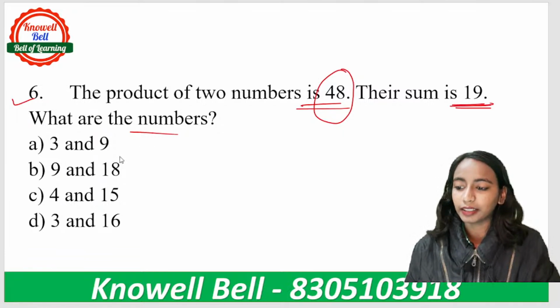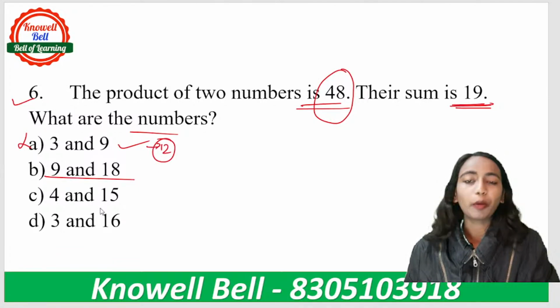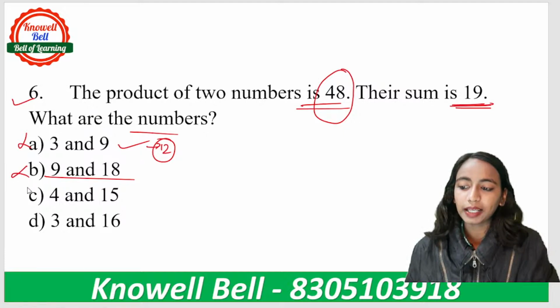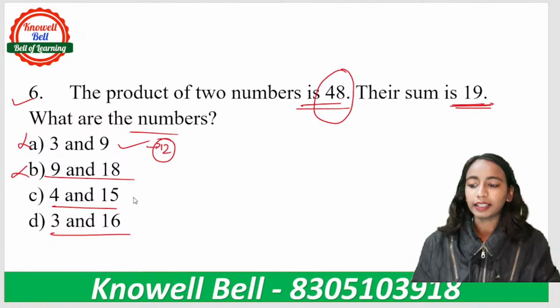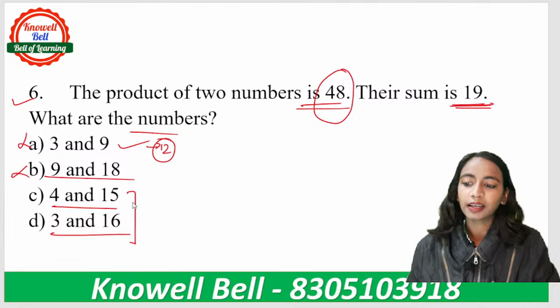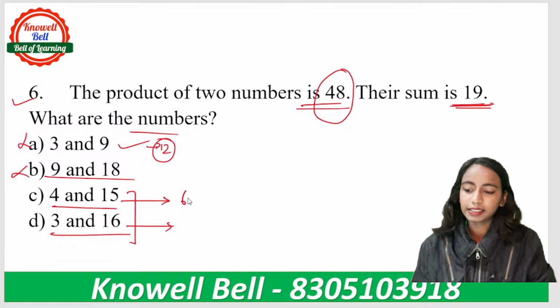Those whose sum is 19. What is the sum of 3 and 9? The sum of 3 and 9 is 12, so this is not the right answer. The sum of 18 and 9 is also not going to be 19, so this is also not the right answer. The sum of 15 and 4 is 19 and the sum of 16 and 3 is 19, so these two can be our answers. Next, you will try to take the product. 15 fours are 60. 16 threes are 48.